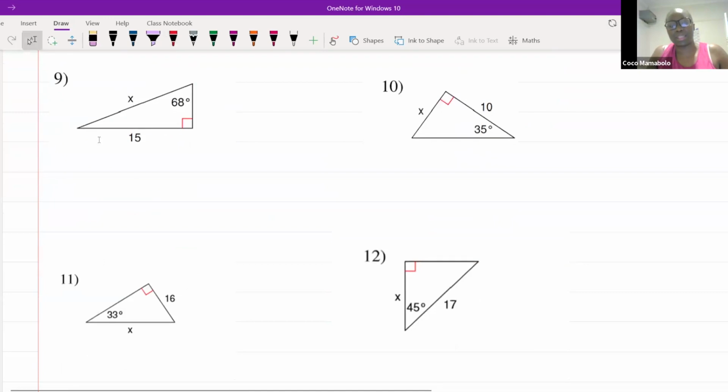So can I leave you guys with these 4 questions? I'm going to give you guys 5 minutes to do these 4 questions. When you are ready, pop me your favorite emoji in the chat.